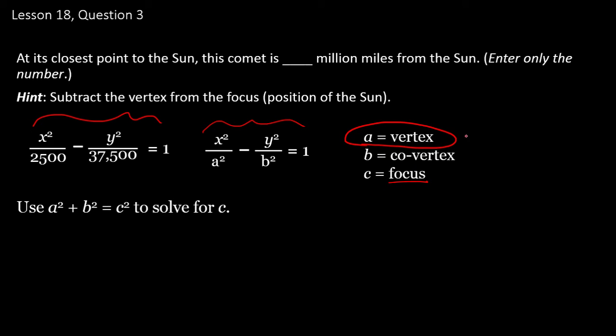These three are related by the Pythagorean theorem. Because I know a squared and because I know b squared, I can solve for c squared. Again, a squared plus b squared equals c squared. So use this equation to solve for c, which is our focus, and then you'll take that vertex and subtract it from the focus. That will tell you at the closest point how many million miles the comet is from the sun.